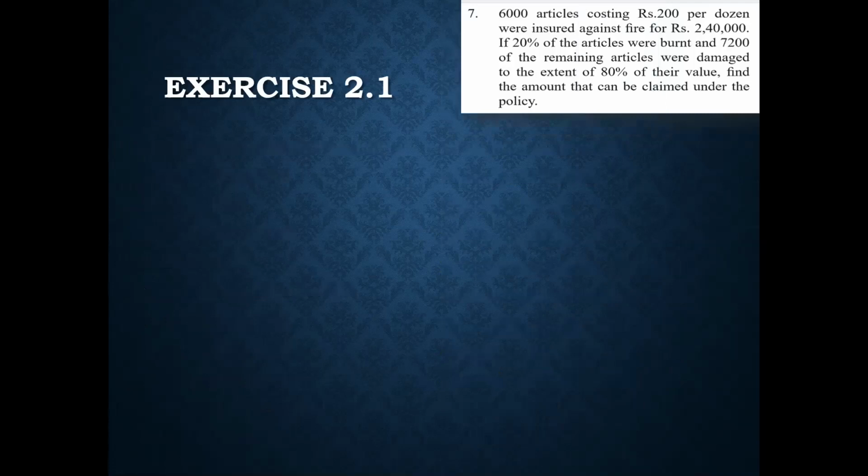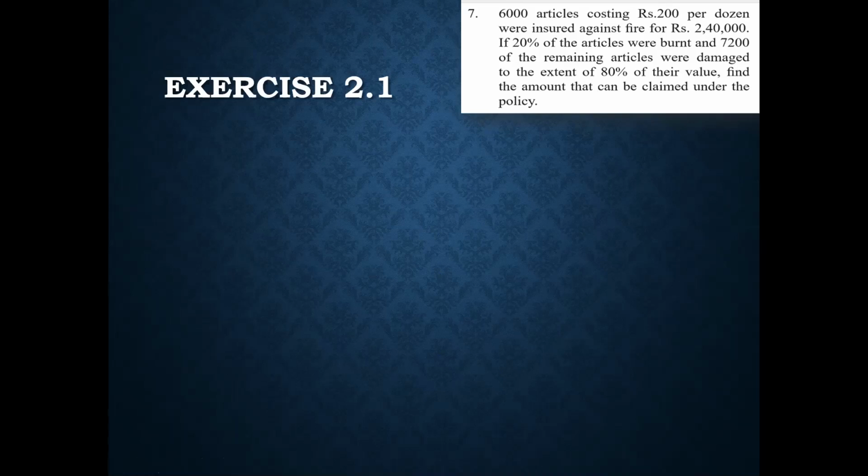Okay. So coming towards the last sum of the day of this exercise, sum number 7. Now there's a printing mistake in this sum class. It's given 6,000 articles. It should be not 6,000 but 60,000 articles. So you have to add one more zero in the question. 60,000 articles costing rupees 200 per dozen were insured against fire for 2,40,000. If 20% of the articles were burnt and 7,200 of the remaining articles were damaged to the extent of 80% of their value, find the amount that can be claimed under the policy.